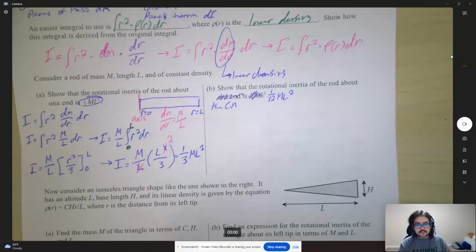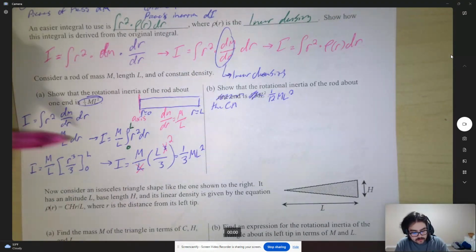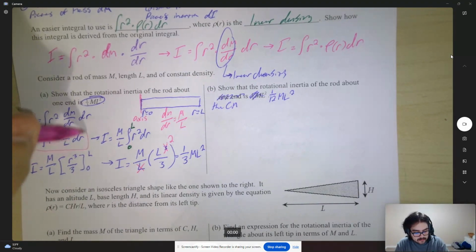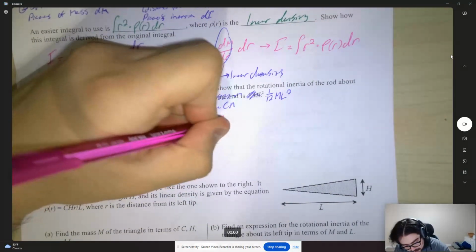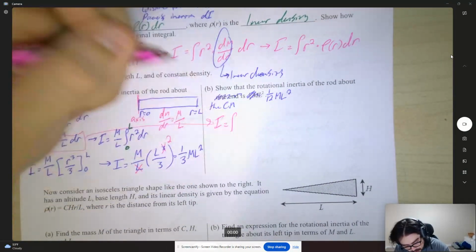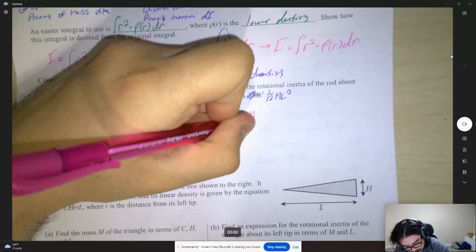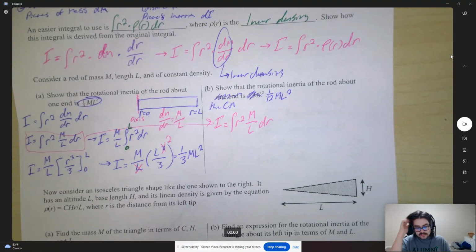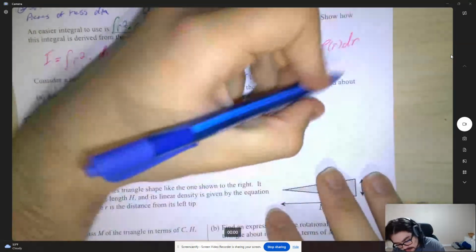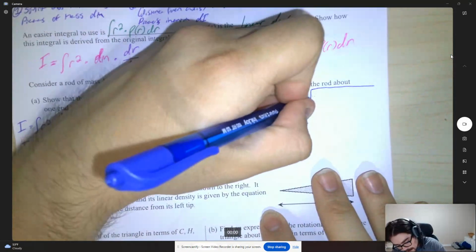Okay, I'm actually going to start out in a shortcut way. I'm going to start from the second step right here, and I'm just going to bring that over. So I'm going to do I equals integral r squared m over L dr. Okay, for this case, the length is going to be a little bit different, or my bounds are going to be a little bit different.